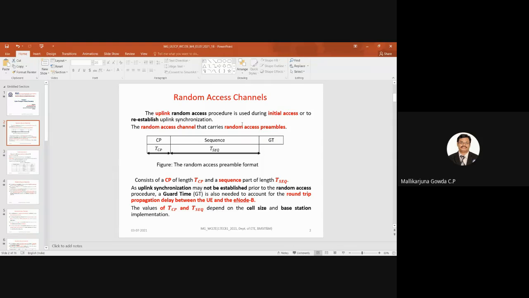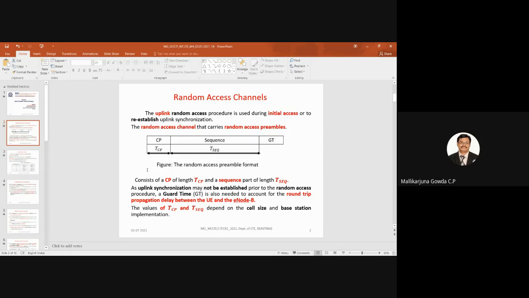What is the random access preamble? It has a cyclic prefix, CP, then some sequence, and then the guard time. The CP duration is denoted as T suffix CP, and the sequence length duration is denoted as T suffix SEQ. Similarly, the guard time duration will be there.